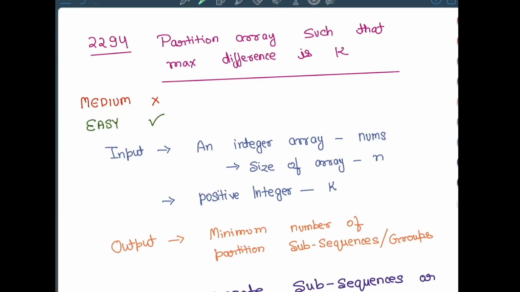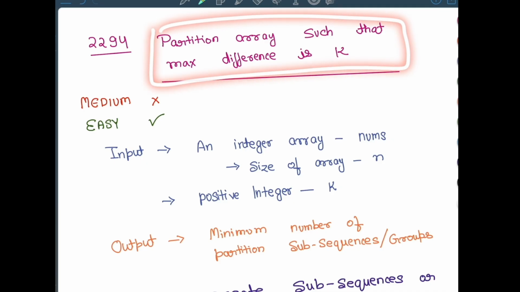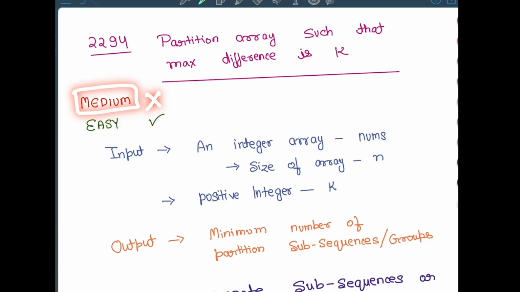In this video, we are going to solve the LeetCode problem of the day, and the problem is Partition Array Such That Maximum Difference Is K. Now, the problem category is medium level, but I would say this is actually a very easy problem to solve, and we have actually solved a similar problem yesterday. Yesterday's problem of the day was very similar to what we can see right now, and that's why I say that this is actually a very easy problem and not a medium problem.